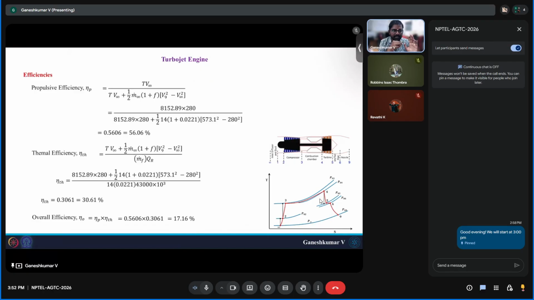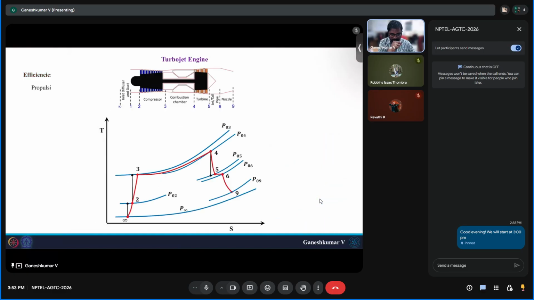So these are the typical efficiencies that current aircraft are operating at. For example, if you go to turbofan engines, the propulsive efficiency will be slightly higher. It goes to a maximum of 80% for state of the art turbofan engines, and the thermal efficiency goes to a maximum of 40 to 50%. So overall efficiency is still around 40 to 50%. That is the state of the art currently in the gas turbine community.